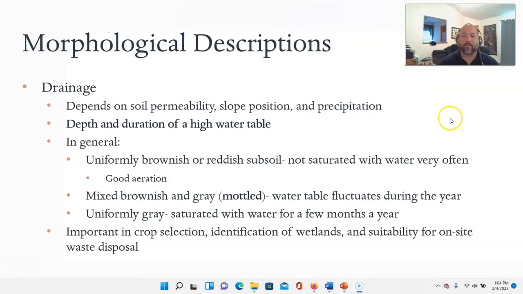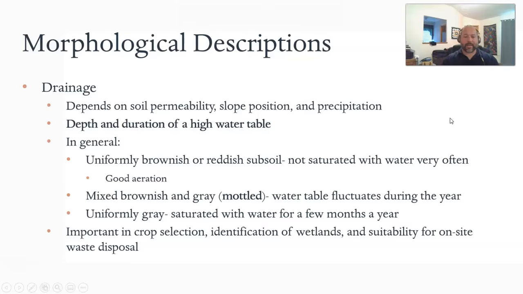And our last big morphological description that we're going to talk about is drainage. Drainage is going to depend on soil permeability, so how quickly and easily does the water move through the soil? The slope position, because it's going to be really important. Are we at the top of the slope, where everything's going to be running downhill and you're going to get a lot of runoff issues? Are we mid-slope? Are we at the bottom like we are here in Bakersfield? We're in a valley, so we get a lot of things accumulating down at us, and then amount of precipitation.